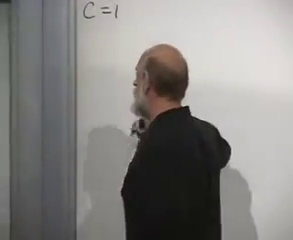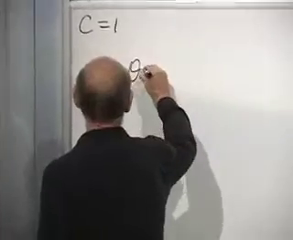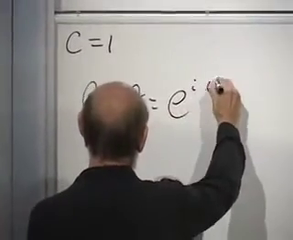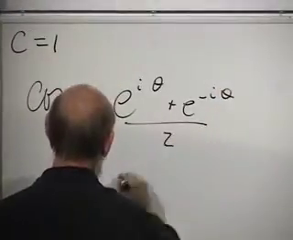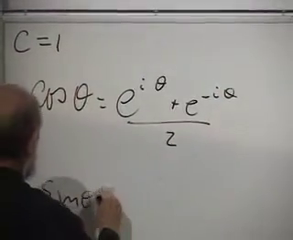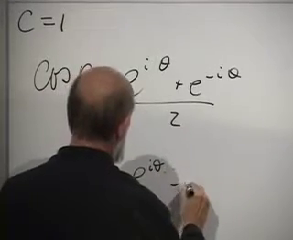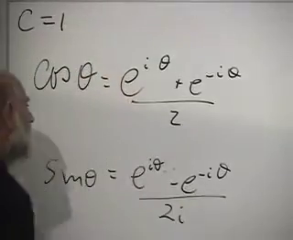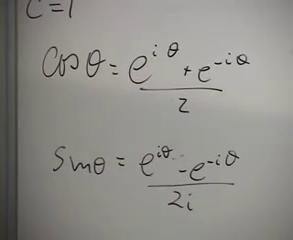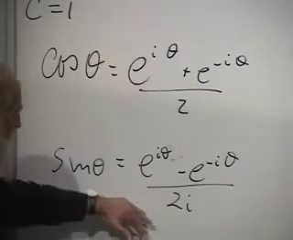The two very simple formulas are that cosine of theta is e to the i theta plus e to the minus i theta over 2, and sine of theta is e to the i theta minus e to the minus i theta over 2i. Those two formulas contain everything about trigonometry. You don't have to know any other formulas other than these.